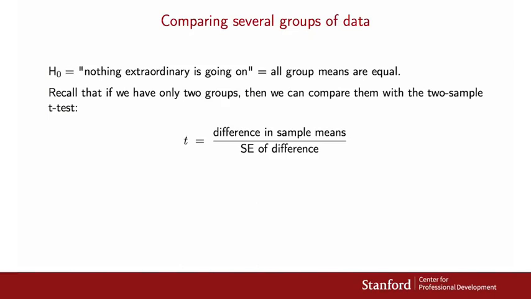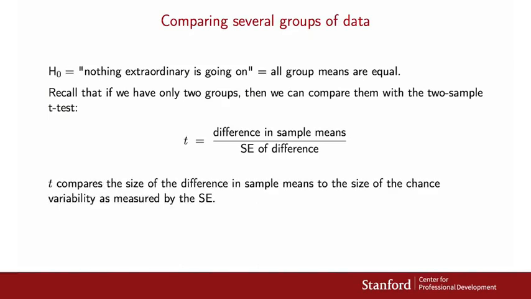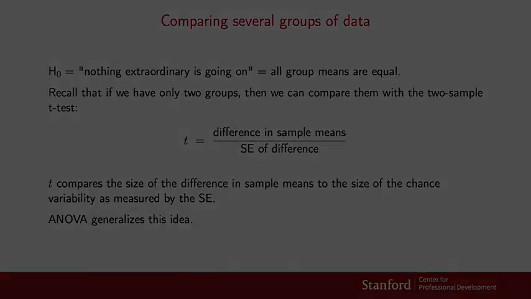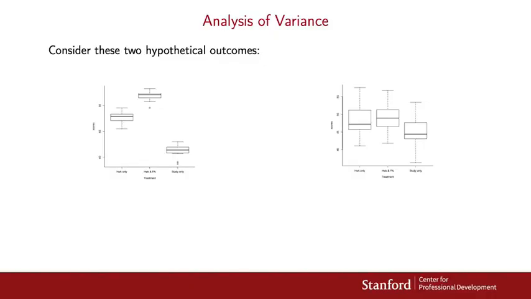In that case, the t-statistic looks at the difference in the 2 sample means and compares it to the standard error of that difference. What we do in this module is we generalize this idea to the situation where we have several groups. This methodology is called ANOVA. To explain the idea behind ANOVA, let's consider 2 hypothetical outcomes to our experiment.